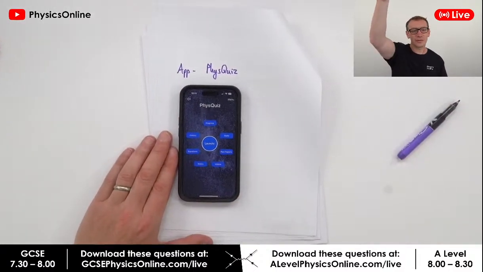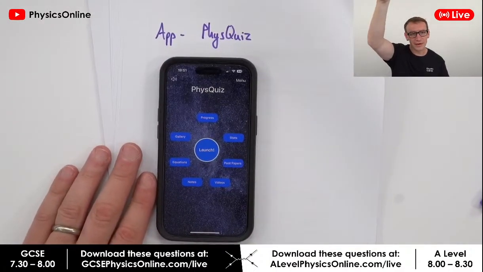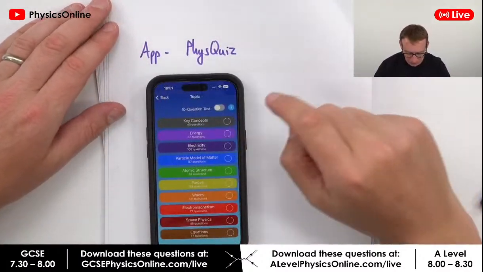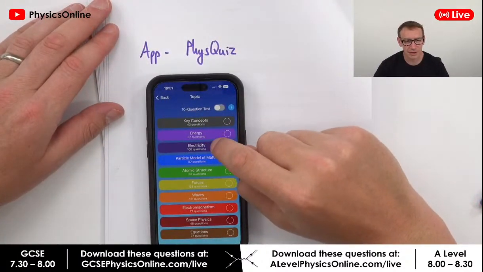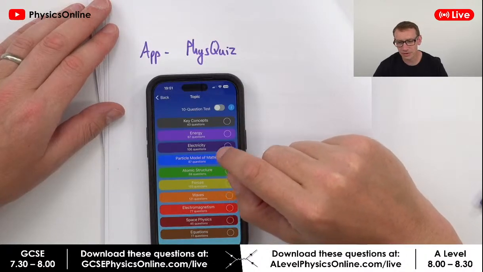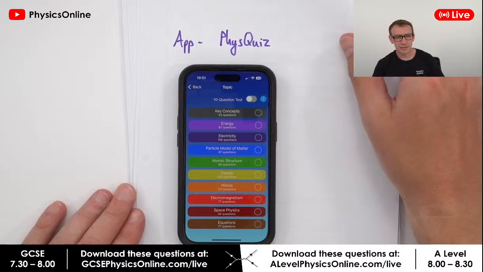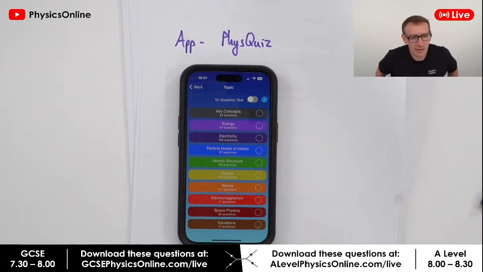And what we can then do is choose some questions to have a go at. So obviously, play along at home. What should we do? Energy, electricity, particle model, or atomic structure? What do you want to be doing? This app is called Phys Quiz. It's not mine, but I think it's really useful.